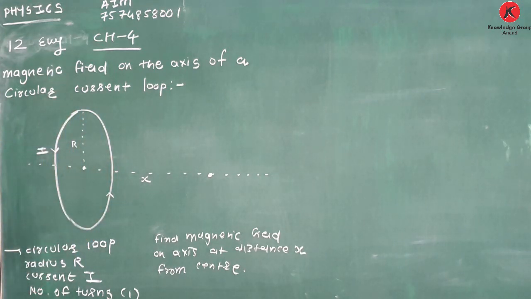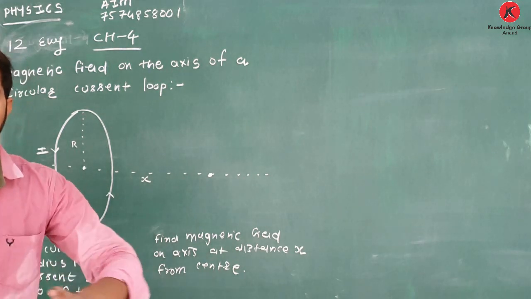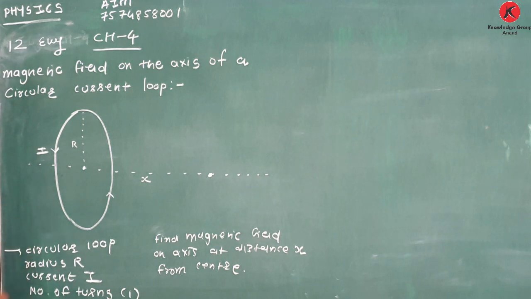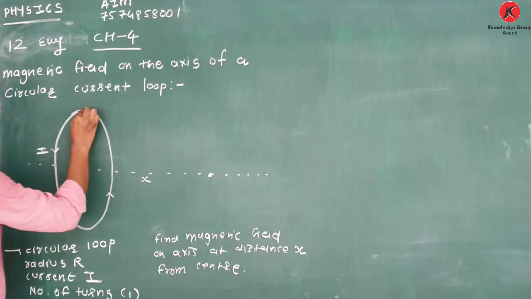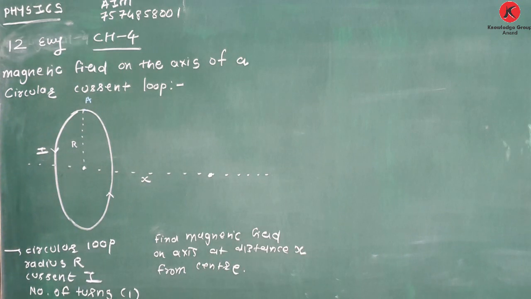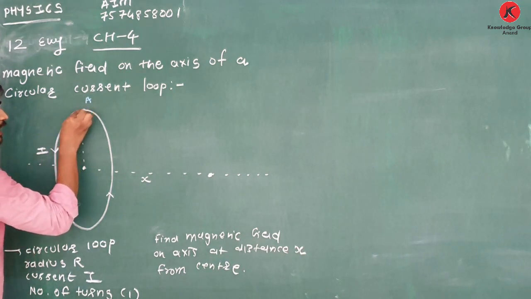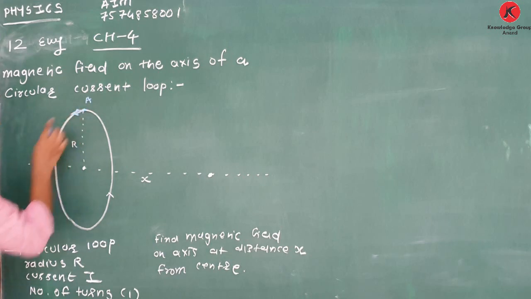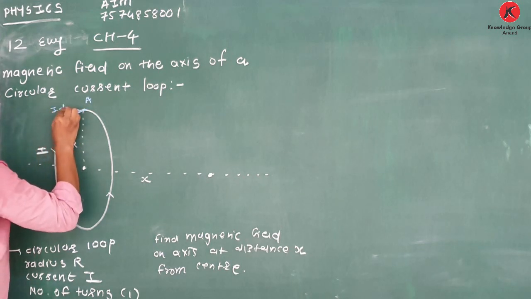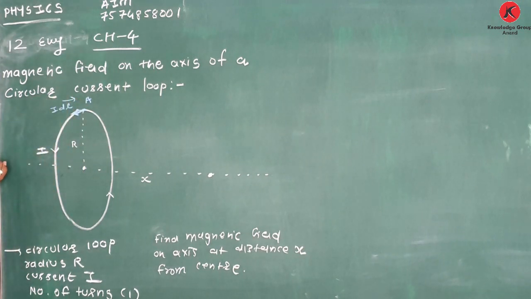Now how to find it? With the help of the Biot-Savart law. How? First of all, I will divide this whole circular loop into very small elements. At point A, I am taking one very small element like this. As current is flowing in this direction, this current element will be I dl. Clear about this? Take one element having length dl at point A.